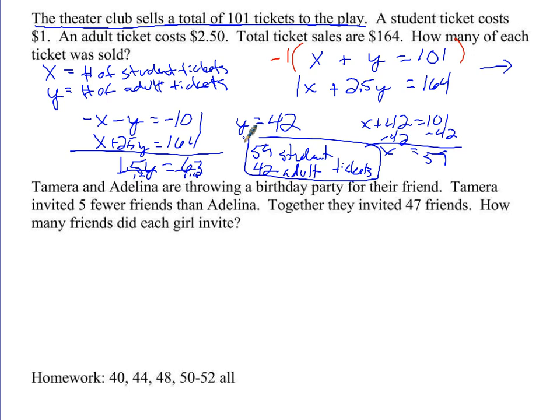Now, should we check this? Of course we should check it. We already know that 59 plus 42 adds to be 101, so the top equation already works. The bottom equation, though, is what we really need to check. So it's $1 for every student ticket, so we got $59 there. $2.50 for every adult ticket, so $2.50 times 42 gives us how much we got in adult money. We add those two things together. What do we get?